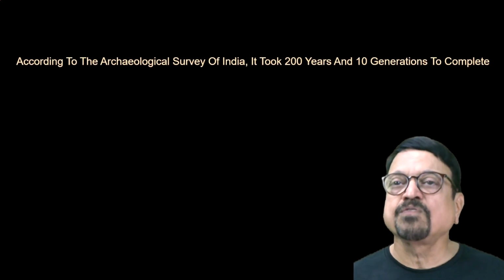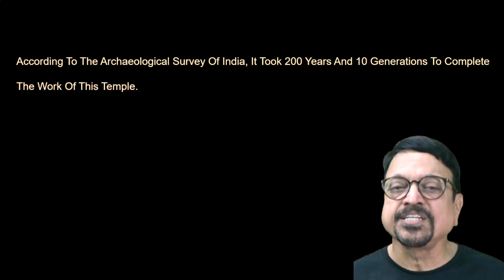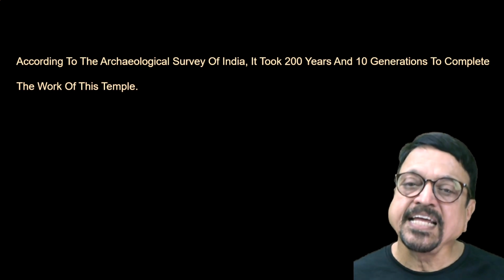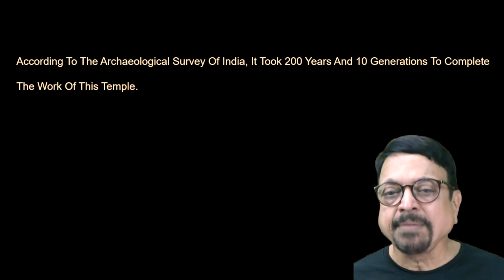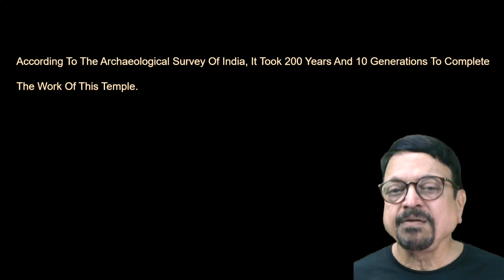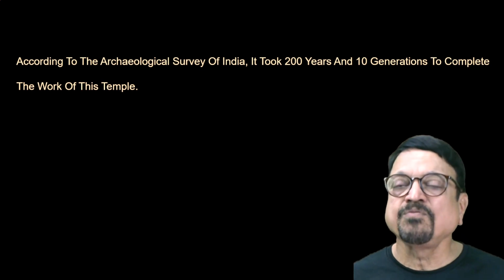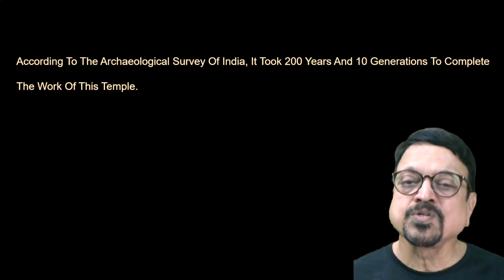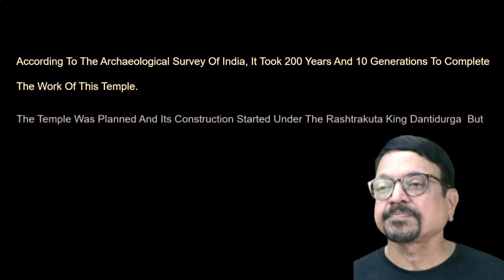According to the Archaeological Survey of India, it took 200 years and 10 generations to complete this temple. But the interesting part is how much homogeneity and synchronization they have achieved. It looks as though there was a single map, though there were different people. It was achieved not over a period of 200 years but less than that. According to some people, it was completed in 18 years, which again appears superhuman.